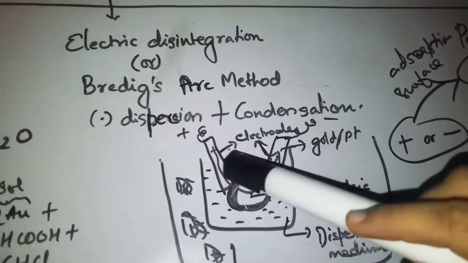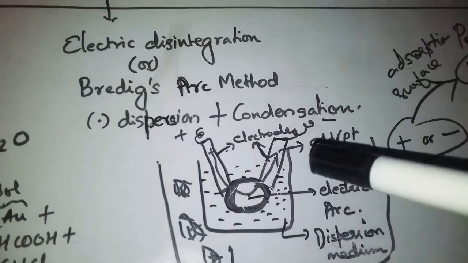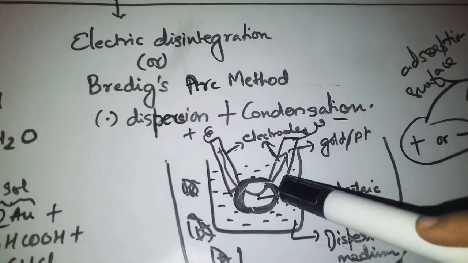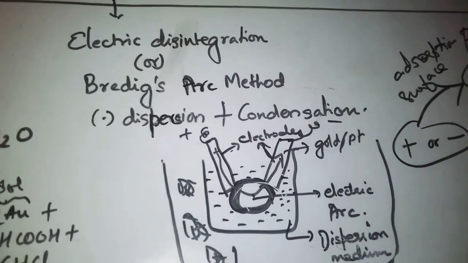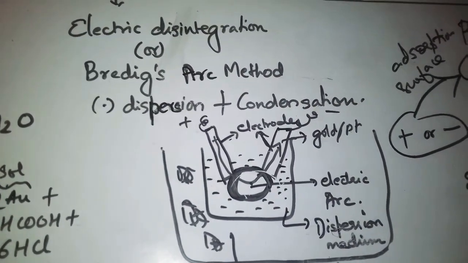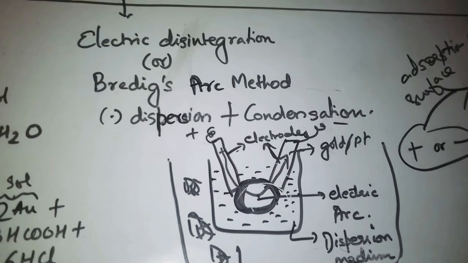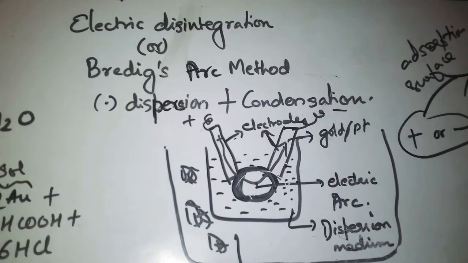Okay, it should be the same. The two electrodes should be of the same material. If it is gold, the other should also be gold. If it's platinum, it should also be platinum. So we have two electrodes. Mainly we use this method to prepare colloids of gold, platinum, or any other metals of the electrodes.